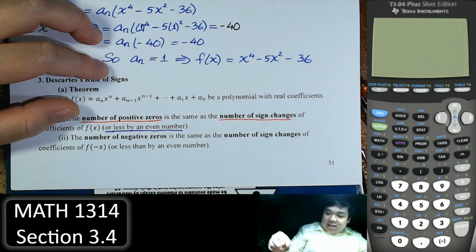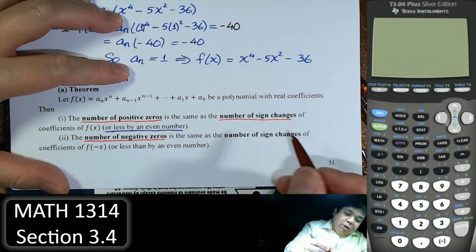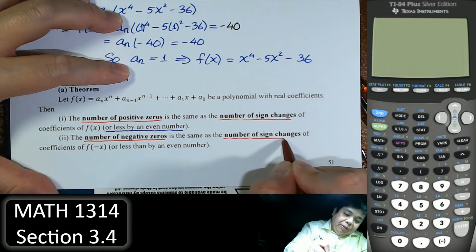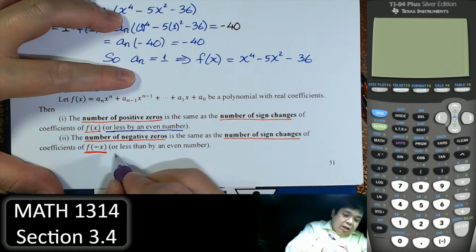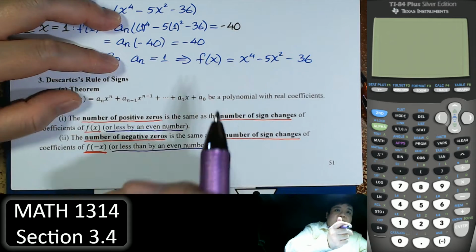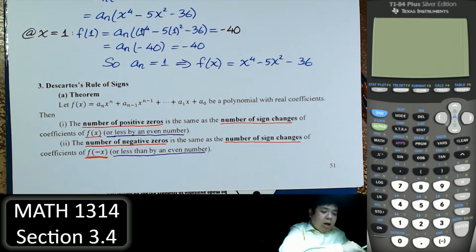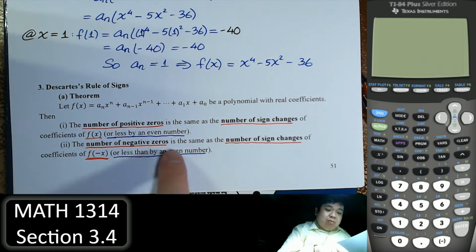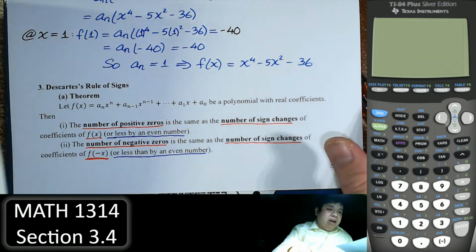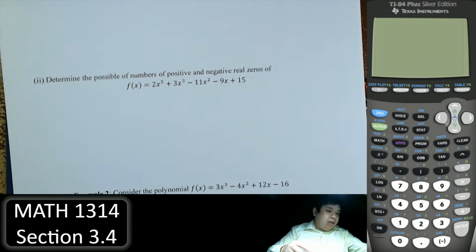We'll talk about that later. But for now, the number of negative zeros will be the number of sign changes in f of negative x, or less by an even number. So pretty much we just count how many times the sign changes, and then from there we can determine the number of positive zeros and the number of negative zeros, or less by an even number. It is easier to explain by doing a few examples.